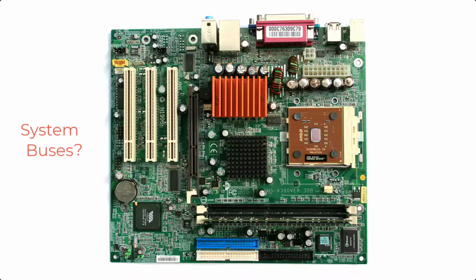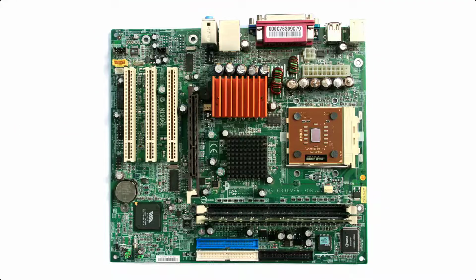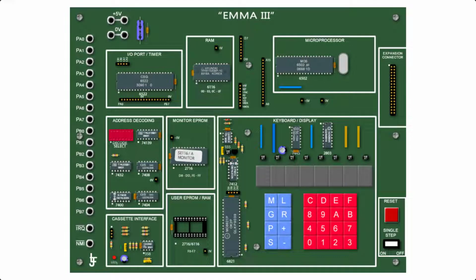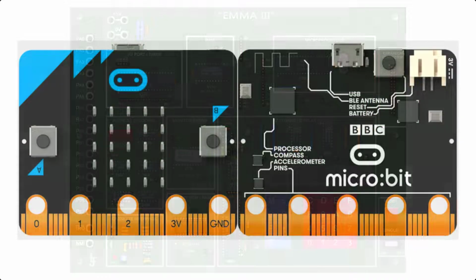What about the system buses? Well, actually, that's what the motherboard is. The motherboard is a whole connection of wires connecting the processor, main memory, and I/O ports. That green board is the system buses. What about the other devices we've looked at? This is the EMMA 2. Again, this is a diagram which represents the EMMA 2, but it's identical to the original board. And the nice thing is, because it was an instructor's system, they're actually already labeled. Here's the processor, here's main memory, here are the I/O ports, here's the BBC Microbit.